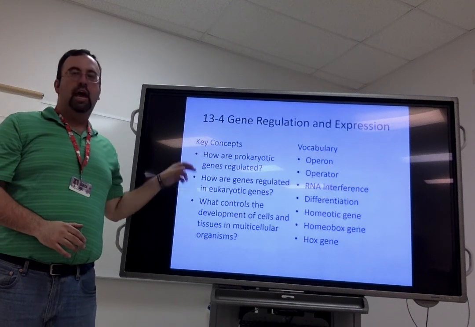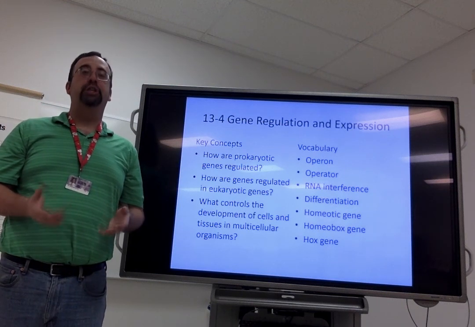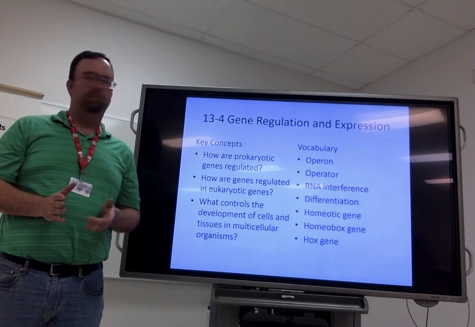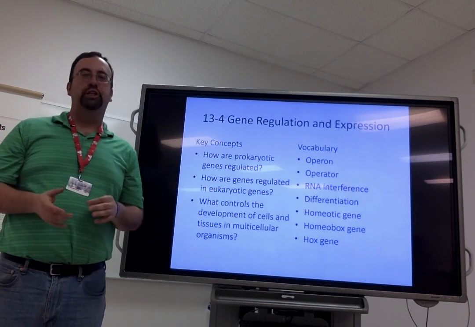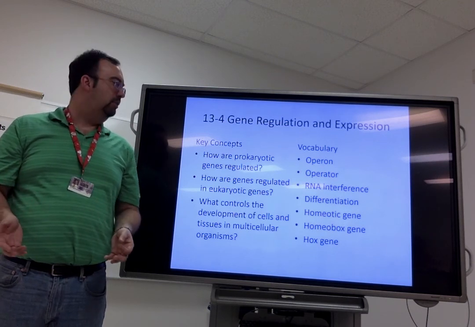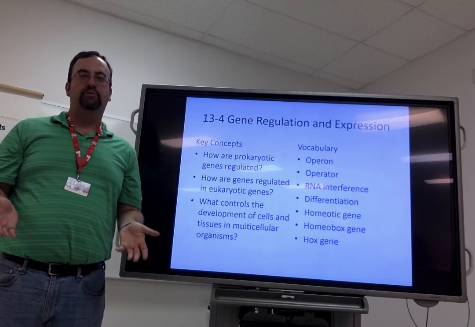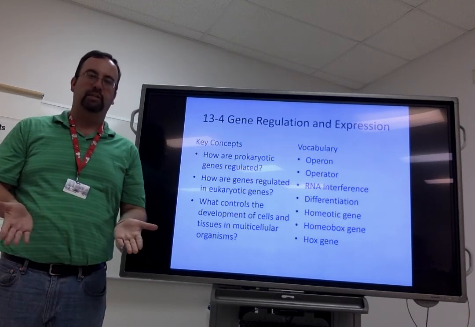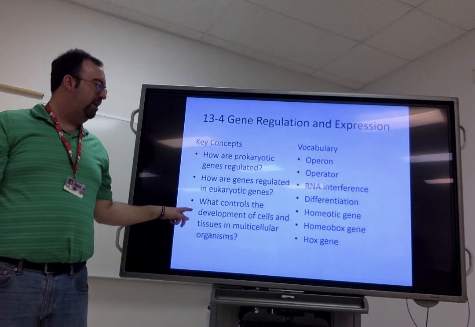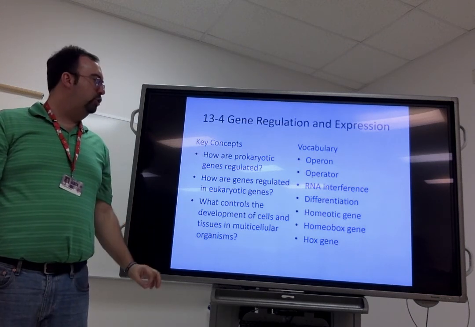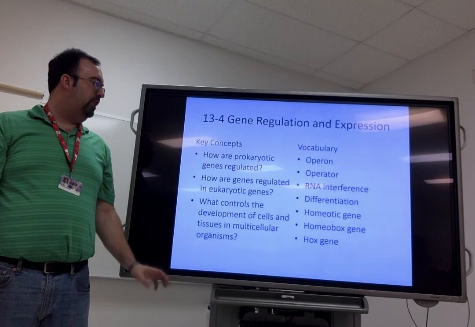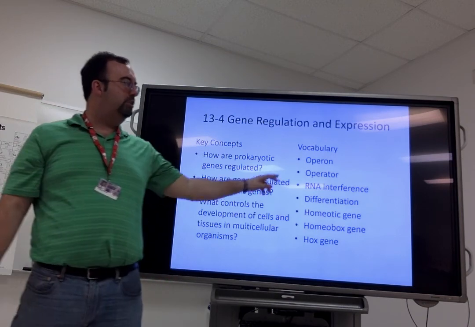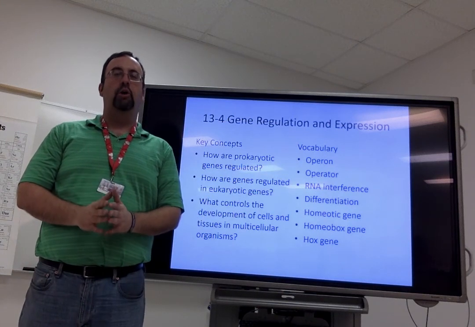We're going to look to see first how prokaryotic genes are regulated. We're going to use a classic example, and we'll talk about that in just a minute. We'll also see then how genes are regulated in eukaryotic cells. It's very similar to that of prokaryotes, except of course it's a little bit more complicated, but the same basic idea. We also are then going to finish up by looking at what controls the development of cells and tissues in multicellular organisms. And so we do have some definitions, but we'll go through what each of these are today.